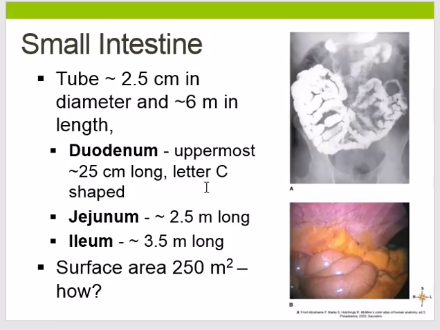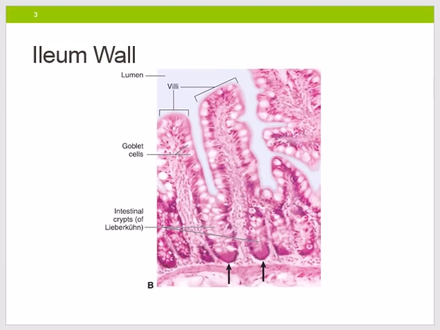Now, even though the small intestine is only 6 meters in length, it has a surface area of 250 meters squared, which, to visualize this, would be the size of a tennis court. Now, how is this possible given that it's only 6 meters long? Well, we'll talk over our next few slides about some of the features that contribute to this massive increase in surface area relative to its original length.